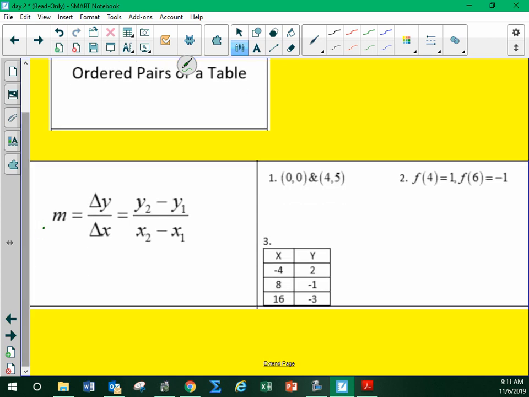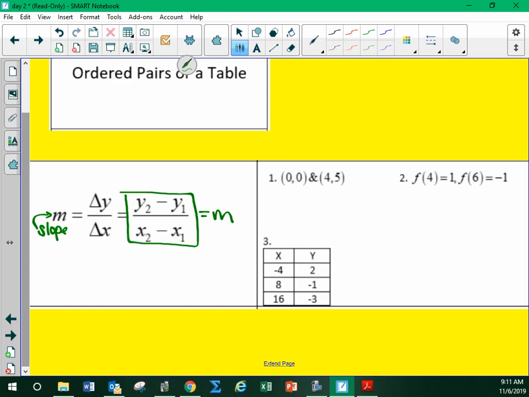Again, this is our slope. And it represents slope. It's still change in y over change in x, but now we have an actual equation for it. So this is an equation you want to remember. This equals my slope. It says y2 minus y1 over x2 minus x1.